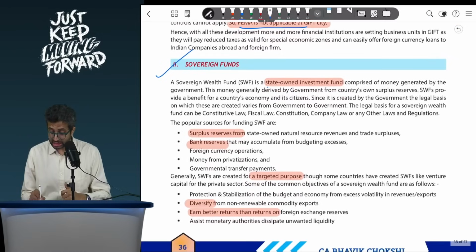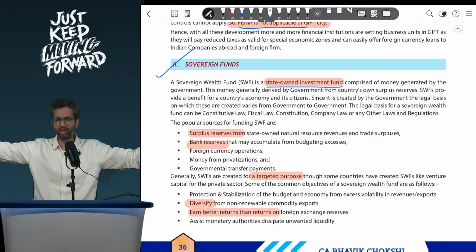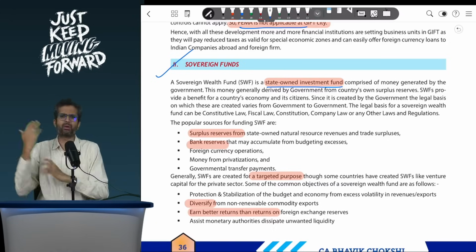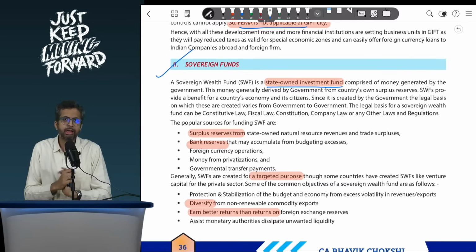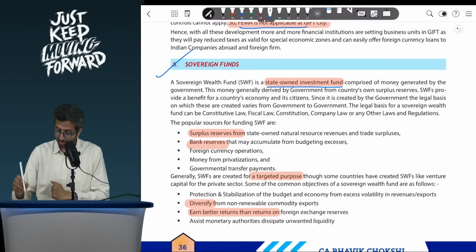So these are state-owned funds like Mubadala of Abu Dhabi, the biggest fund, Norwegian fund, Canadian pension fund, Temasek of Singapore. These are huge funds which are surplus funds. These are state-owned funds, comprised of money generated by the government. Money is generally derived from the country's own surplus reserves.